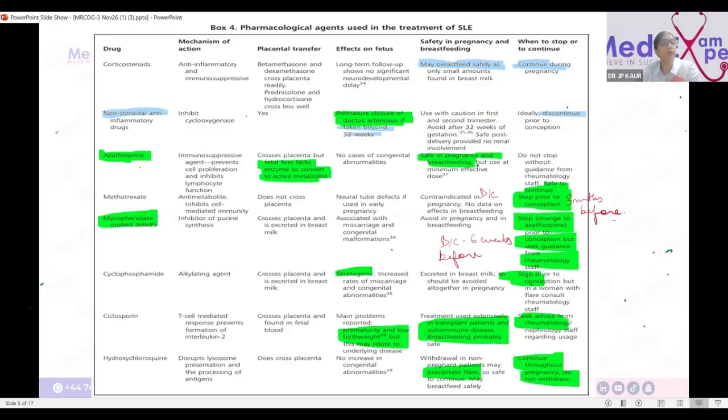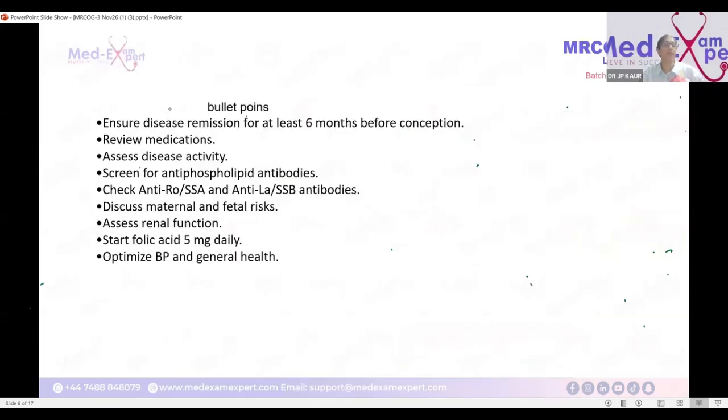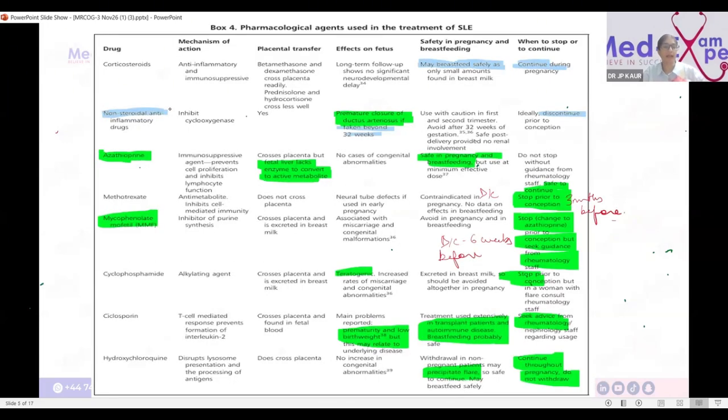If she wants to conceive, she should stop it because it inhibits cyclooxygenase, and the cyclooxygenase enzyme is required for ovulation. Okay. So she should not be taking NSAID if she has come for pre-pregnancy counseling, right? Now coming on.